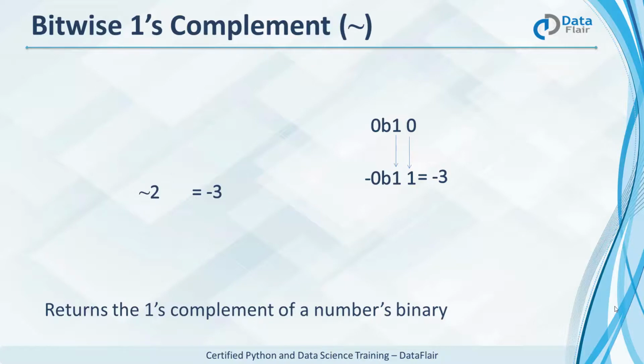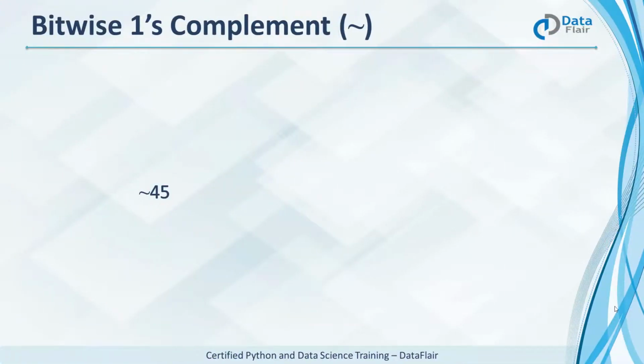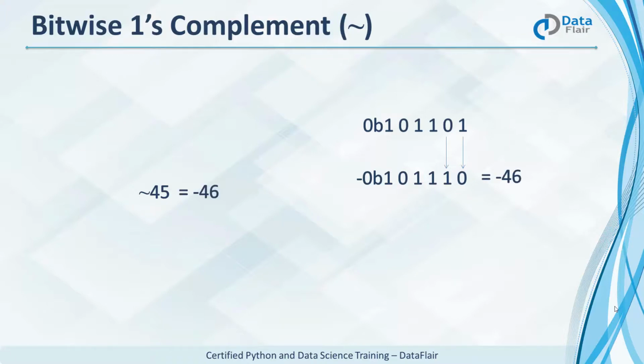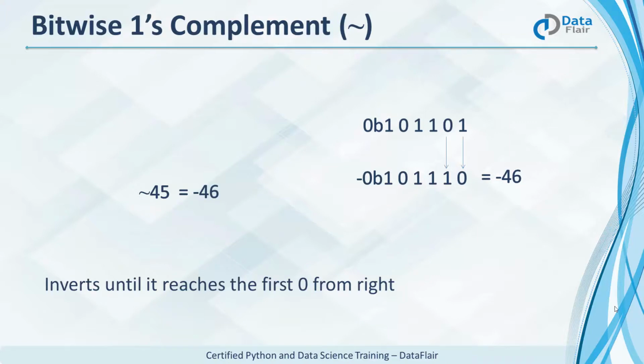Let's take one more example. 1's complement of 45. The binary for this is 101101. We start from the extreme right. 1 becomes 0, 0 becomes 1, and everything else follows as it is. Now this is the binary for minus 46. So we conclude this operator inverts bits until it reaches the first 0 from the right. Also, 1's complement of x is equivalent to minus x minus 1. 1's complement of 45 gives us minus 46, and that of 2 gives us minus 3.